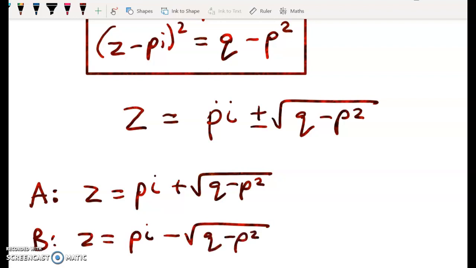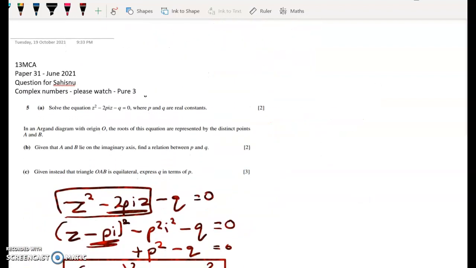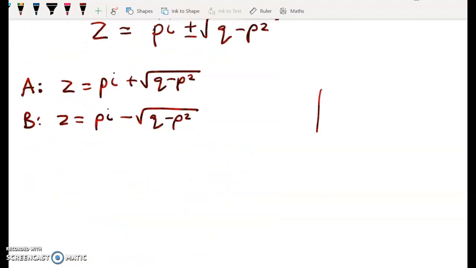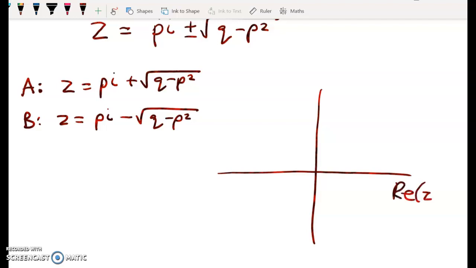Just notice that they're not conjugates of each other because, as I said right at the start, the coefficients are not real. Now we can go to the second part of the question, where we've got these 2 roots represented by the distinct points A and B. Given that A and B lie on the imaginary axis, find the link between p and q. Let's look at A and B and start by doing what I did, when it took me a good minute before I figured out my mistake. This is the real axis and this is the imaginary axis. You might go, okay, that means the real part of that number is 0.